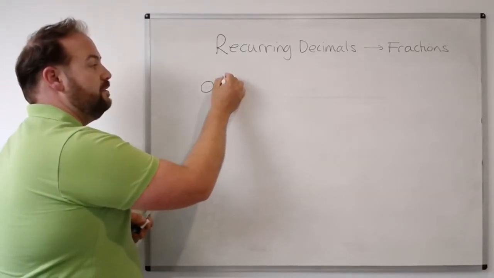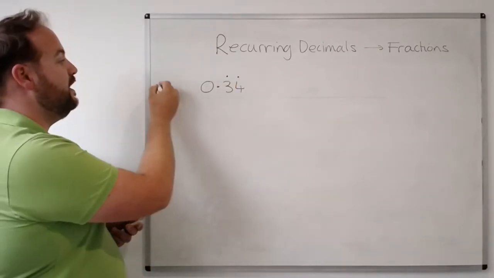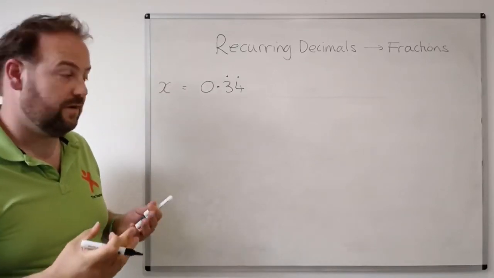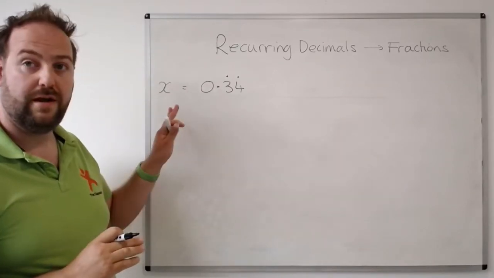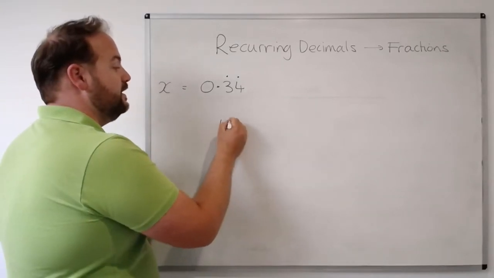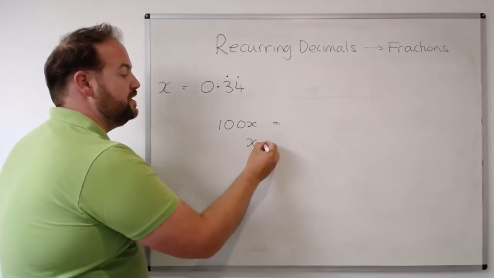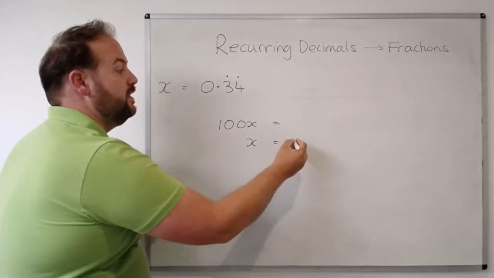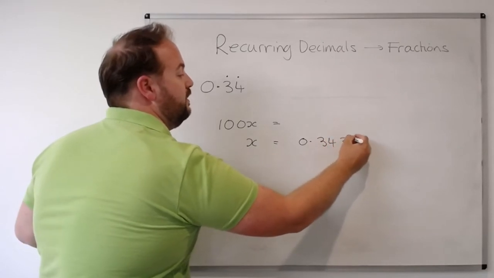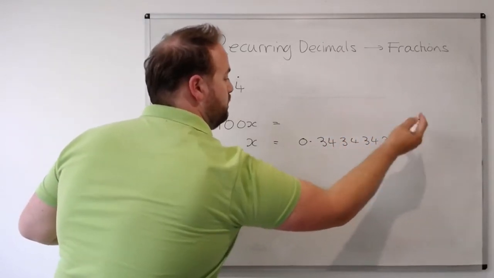0.34. Again, I'm going to put recurring on both the 3 and the 4. This is my value of x. To write this out and work out what this is as a fraction, we write down 100 lots of this, 100x equals, and we write down what we have originally, what one of them is. This would be 0.34343434, carrying on forever.